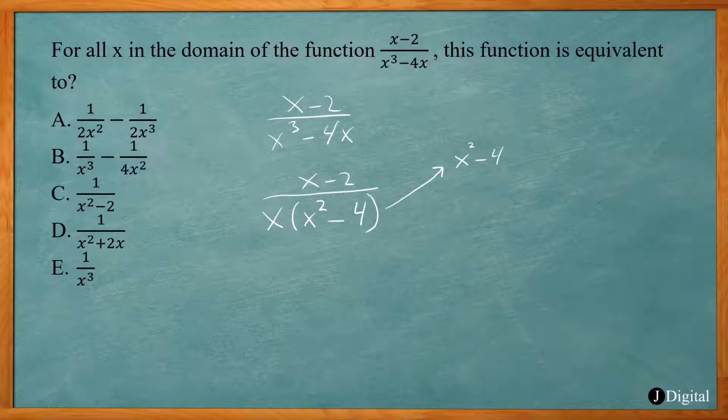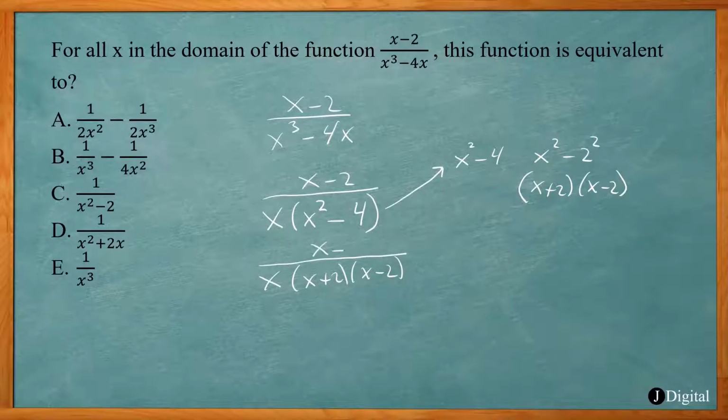Now you should be able to recognize this right away. This is the difference of two squares, x squared minus 2 squared. When you have that, you can factor it as x plus 2 times x minus 2. So this is very common on the ACT exam. So on the bottom we have x times x plus 2 times x minus 2, and then x minus 2 on top. And notice it's an x minus 2 on top and bottom, so they cancel out. Leaves you with 1 over x times x plus 2.